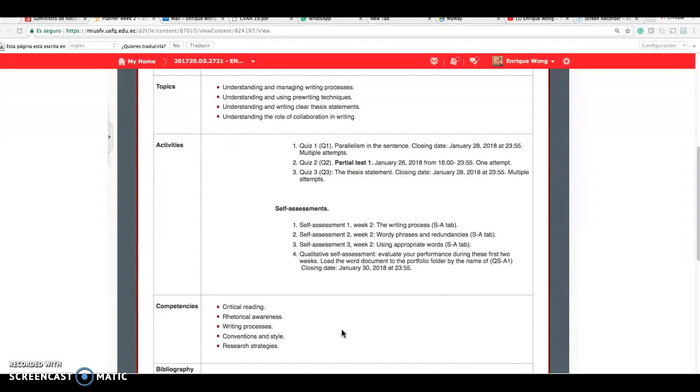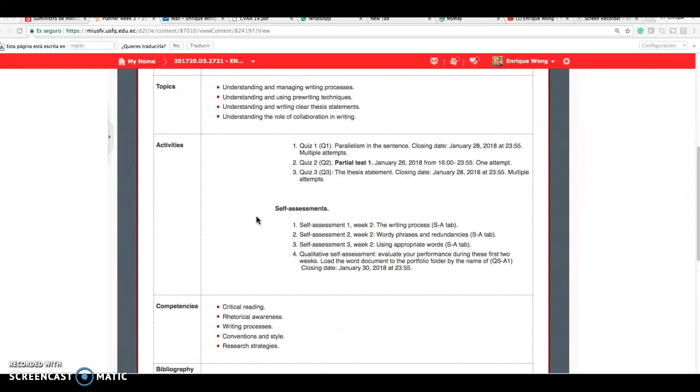In the qualitative self-assessment, you have to make a cross-section of what you have studied up to this moment, considering the material that you read, the exercises you've done, and you're going to tell me about your experience. I gave you, after the first video conference, a document explaining what the self-assessments are.